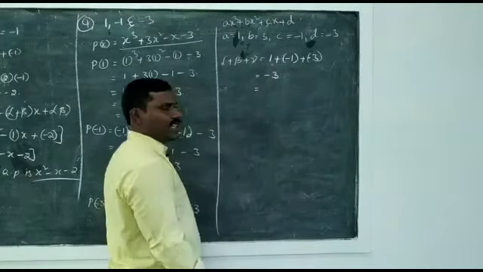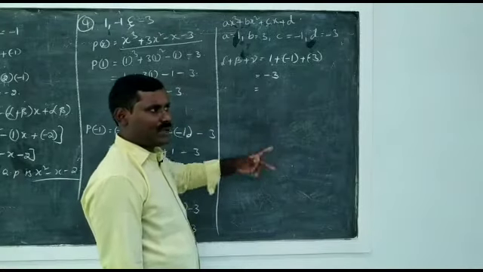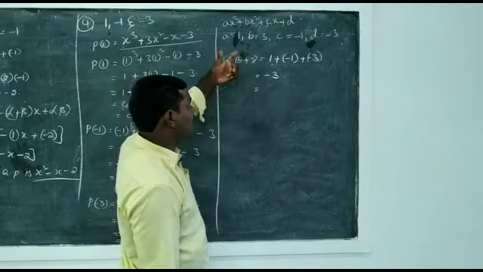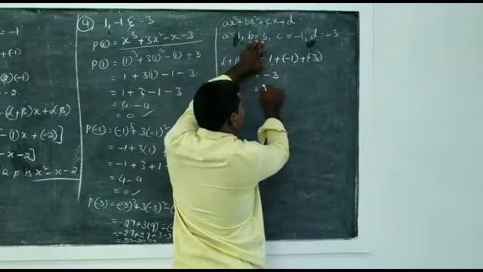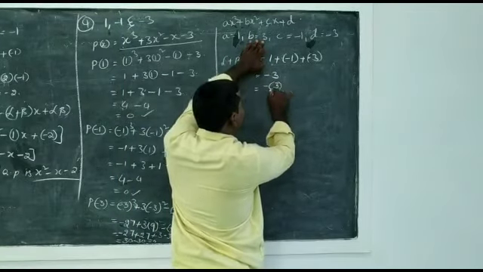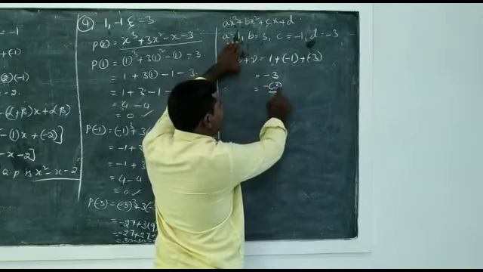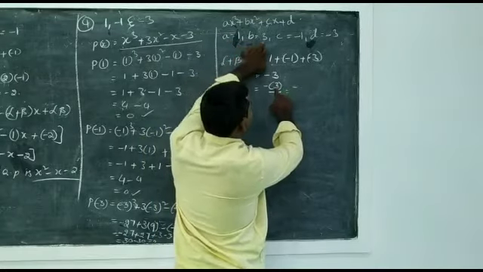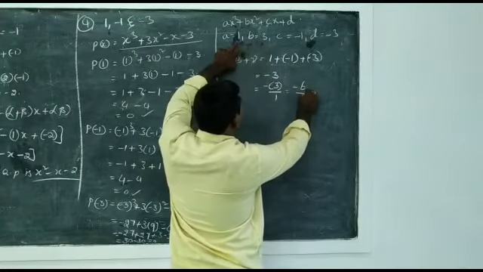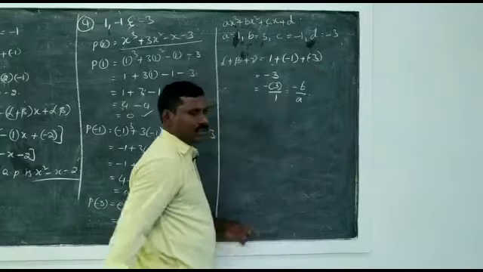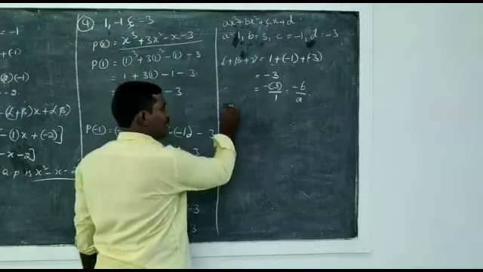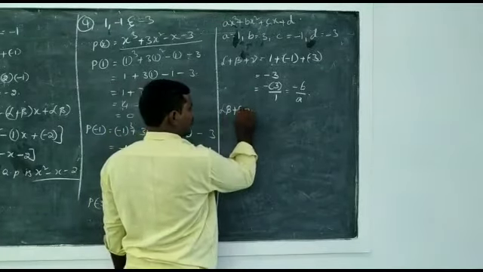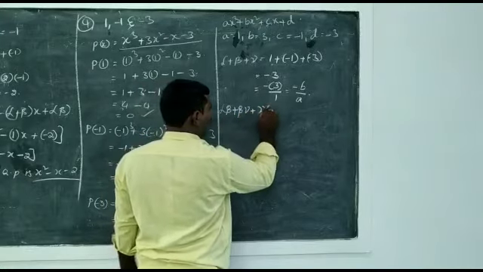You can write alpha plus beta plus gamma equal to minus b by a. Is it equal to minus b by a? See here, minus of 3 by 1. That means minus 3 is minus b by a. The first one is completed.